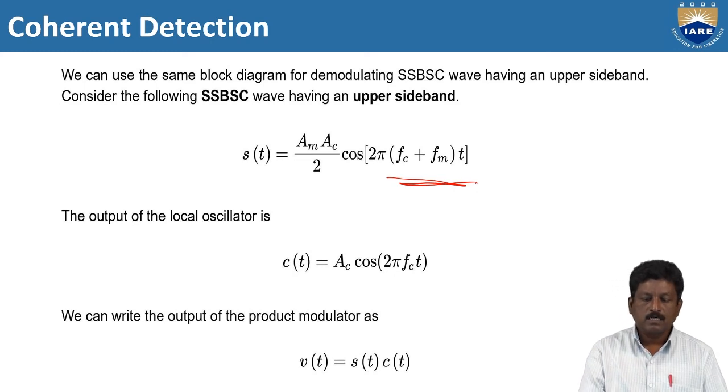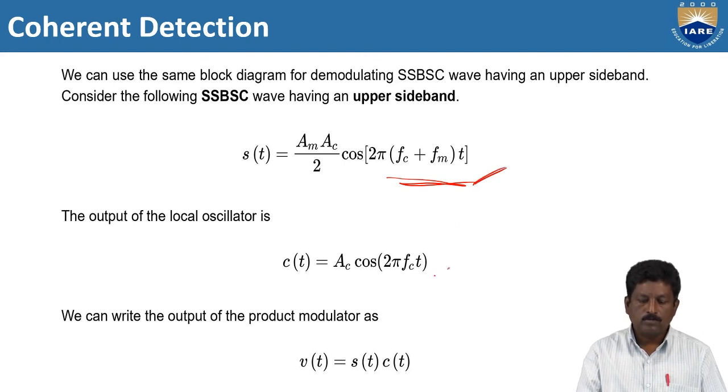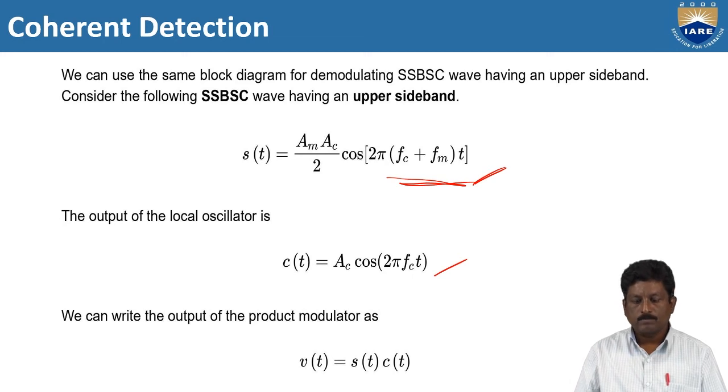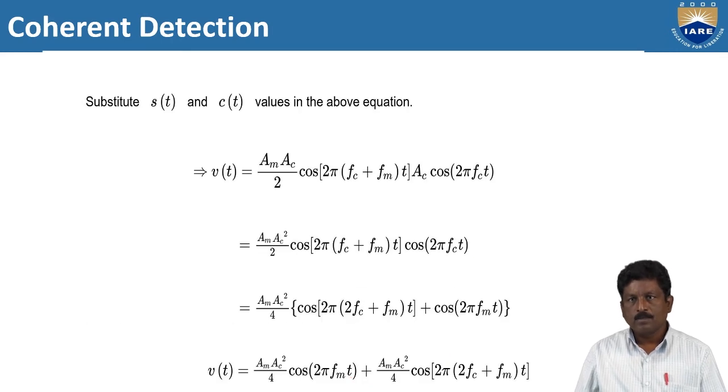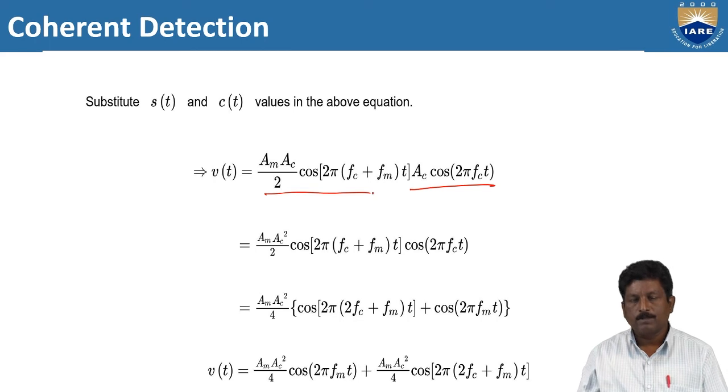For the second case, you use the received input signal s(t) as the upper sideband, Am Ac/2 cos 2π(fc + fm)t. Similarly, you get the carrier signal from the local oscillator, c(t) = Ac cos 2πfct. After the product modulator, we have the output v(t), the product of the received input signal s(t) and the carrier signal c(t). Substituting these two, v(t) = Am Ac/2 cos 2π(fc + fm)t times the carrier signal. This is the carrier signal, and this is the upper sideband.